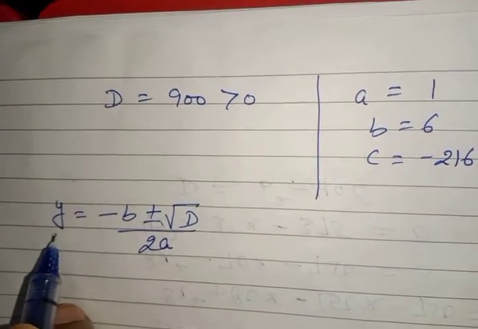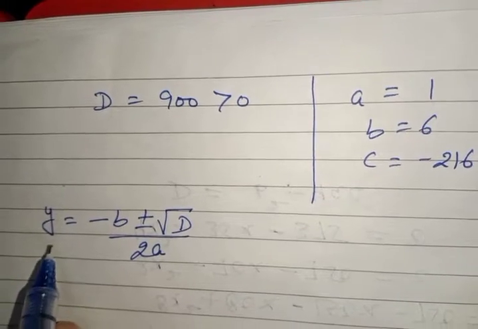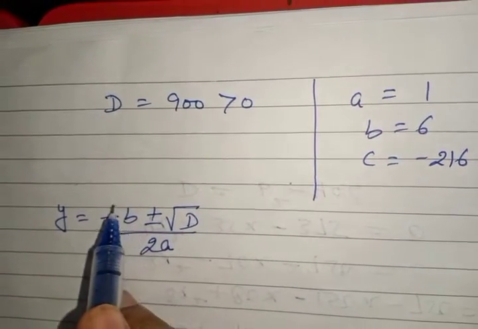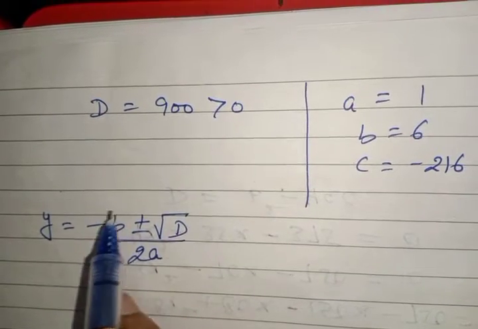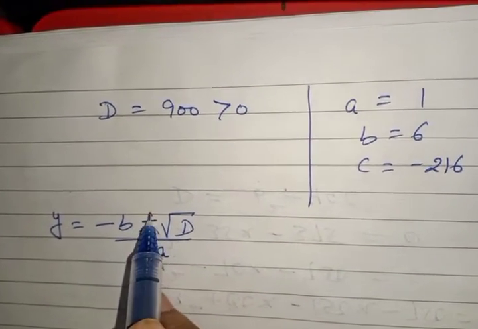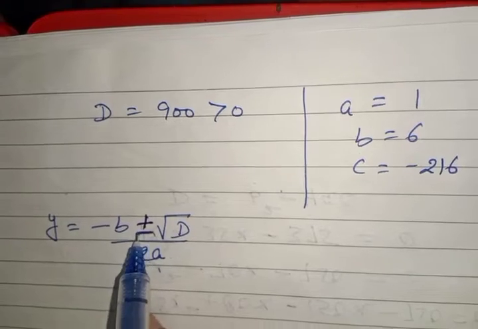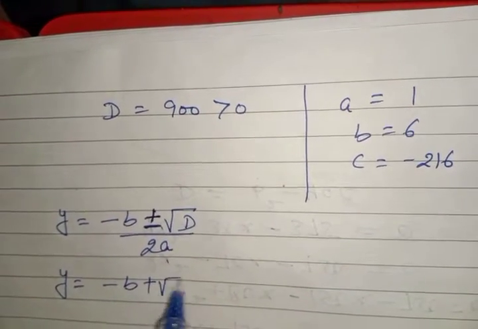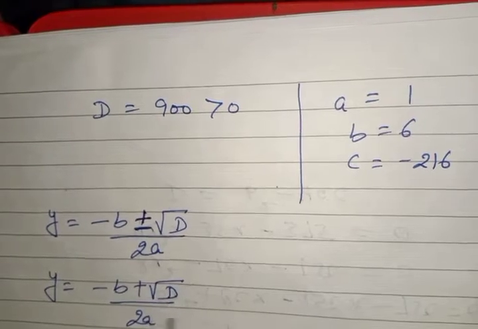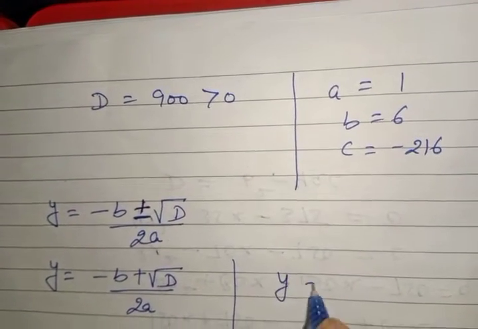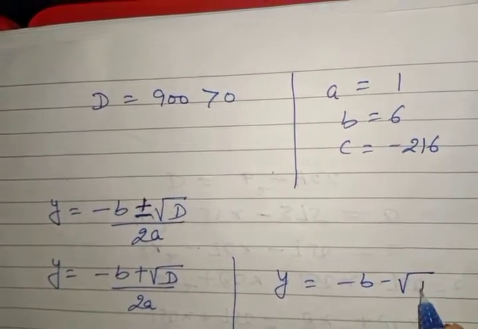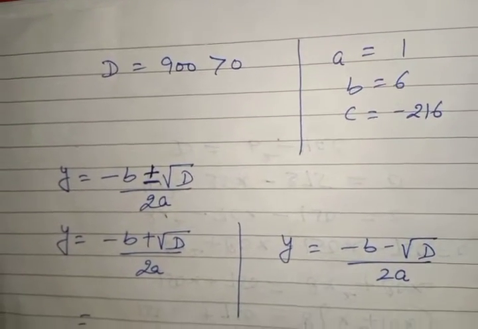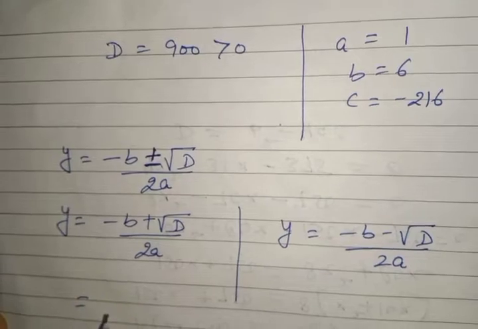Why have I written y? Because our equation is in y. If it is in x, you will write x here. And I told you this also in my previous video, that two answers are clubbed together here. One is plus and one is minus. So I am going to separate it. It's minus b plus root d upon 2a, and the other answer is minus b minus root d upon 2a. Because it is a quadratic equation, we'll get at most 2 roots.